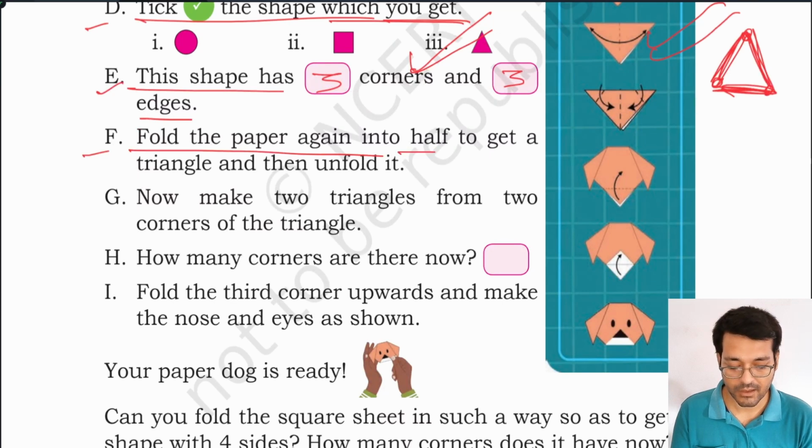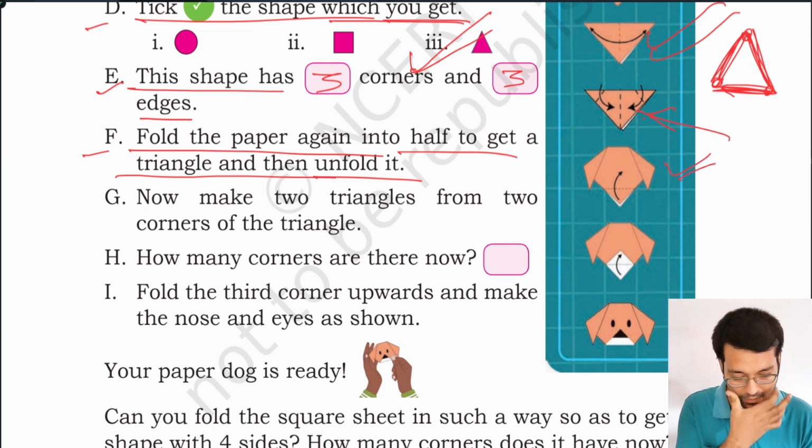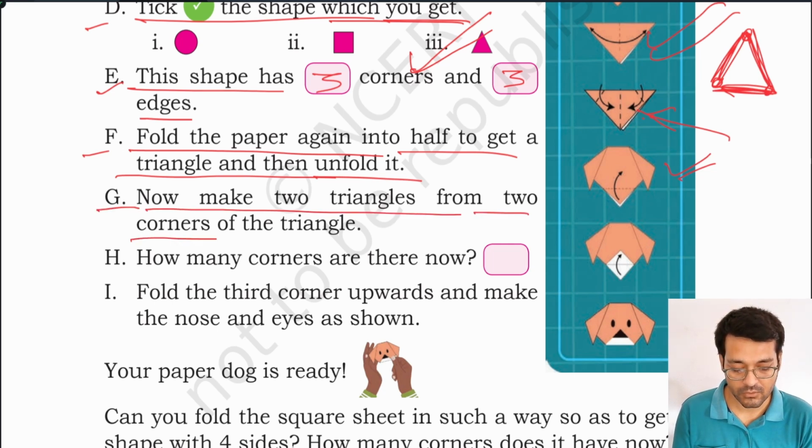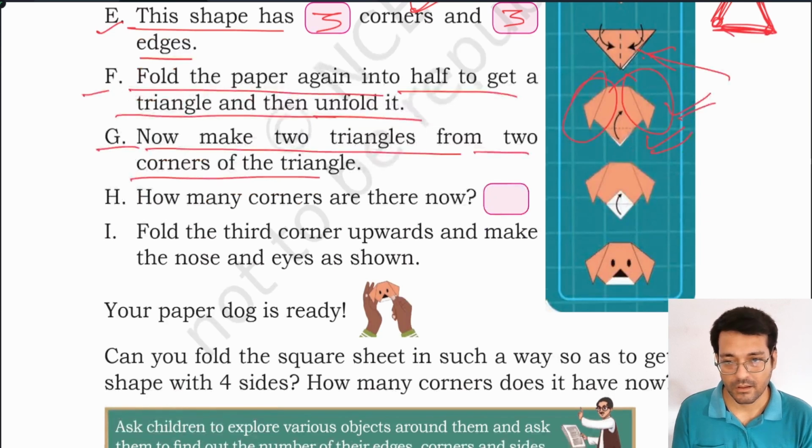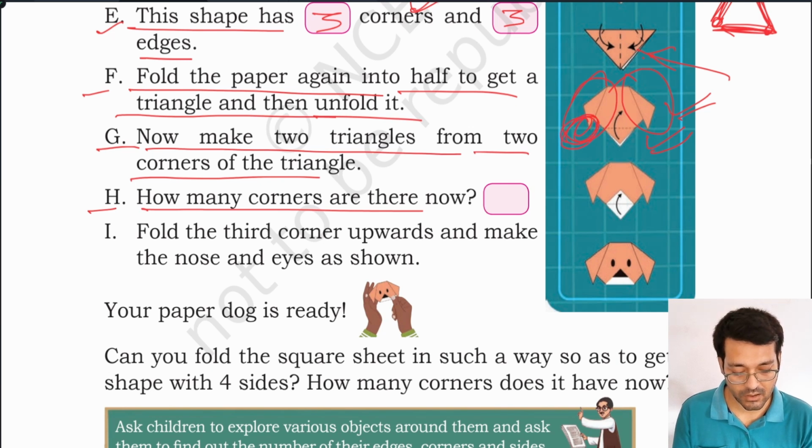F. Fold the paper again into half to get a triangle and then unfold it. You have to fold it again to get half and then unfold it like this. Then make two triangles from two corners of the triangle. After unfolding, you have to make two triangles like this, from the two corners. H. How many corners are there now? There are three corners. 1, 2, and 3. Okay. There are three corners now.